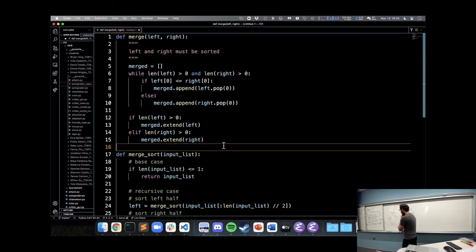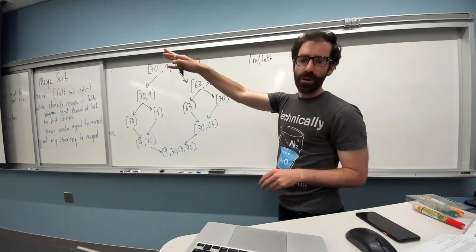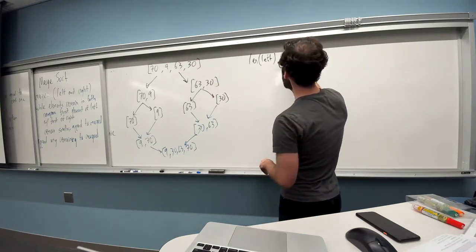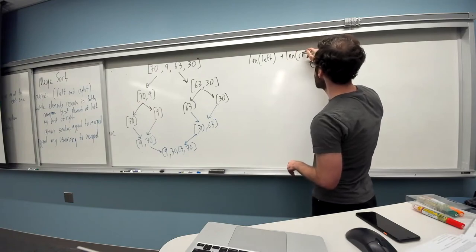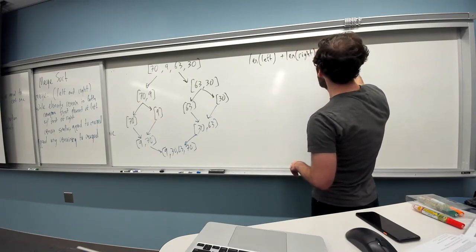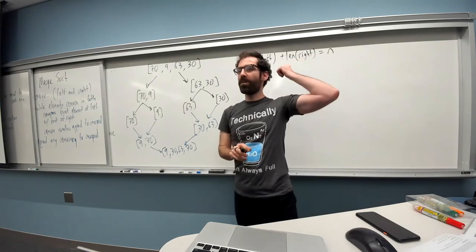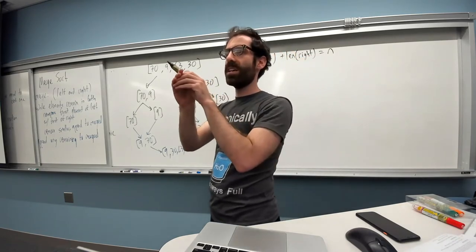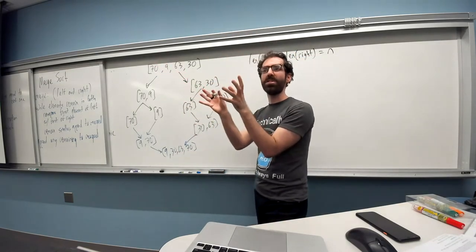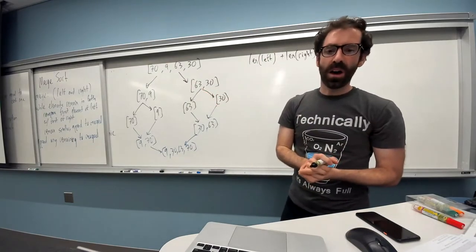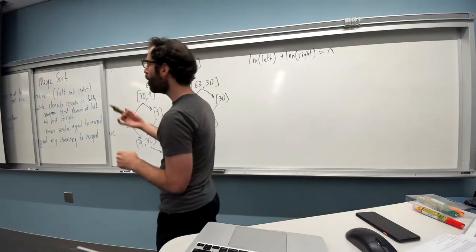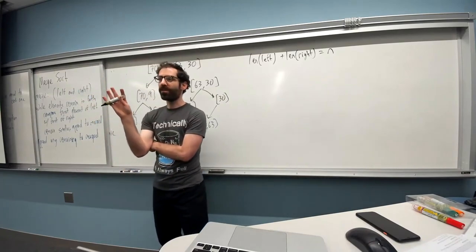So in our merge function, if the length of left plus the length of right, I'm going to represent that with n. So n is the number of things in the two lists put together. How much work does our merge function do?